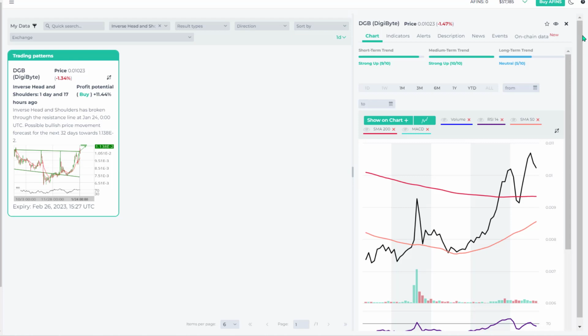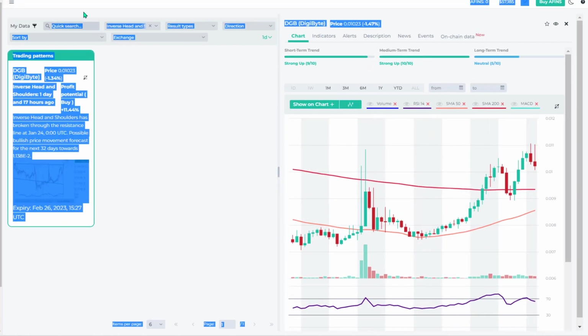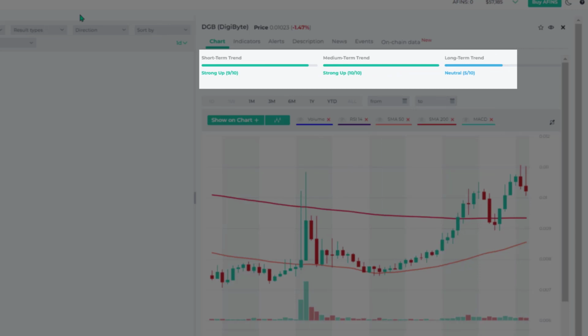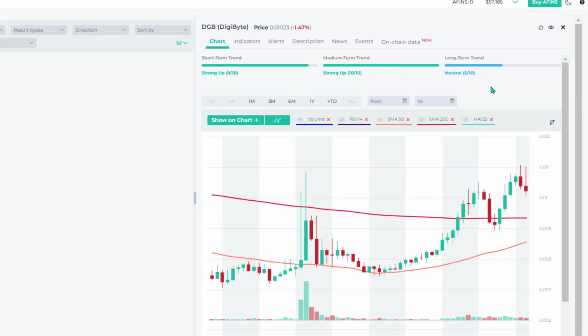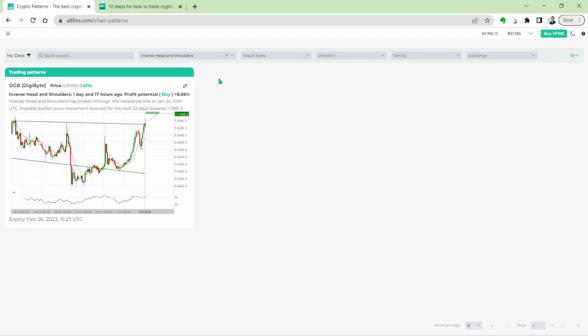But this is typically a very high success rate pattern. As you can see, it was identified on a coin that is in an uptrend on the short-term and medium-term basis, and maybe neutral on the long-term basis. But this is also another important rule for trading, is to obviously trade with the trend. So in this case, this bullish breakout pattern was actually identified in an uptrend. So that's also a positive.